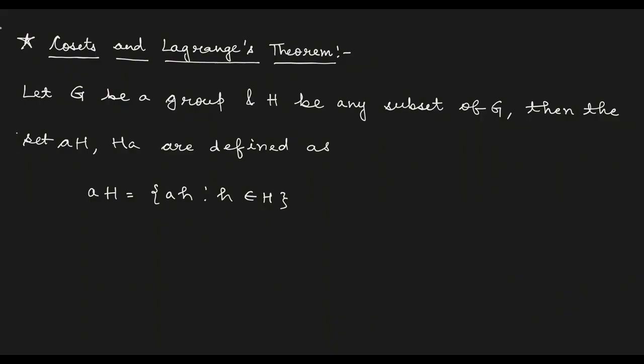Also, let a belong to G. A is an element from group G and h is an element from subgroup H. HA is equal to ha such that h belongs to H.